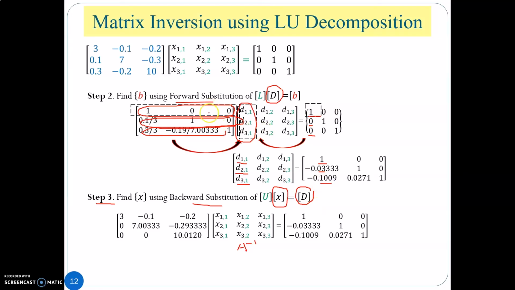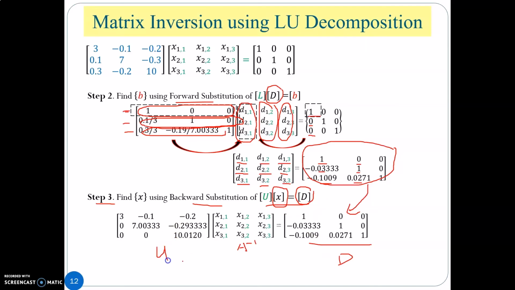If you repeat these 3 rows with the second column here, you can find the answers for D12, D22, and D32 to be these 3 answers. Repeat the same procedure by multiplying these 3 rows with the last column here, and then you should be able to obtain these 3 answers. So with that, we can continue. Substitute the D answer inside this equation. So this is your D matrix, and over here you have your U matrix.